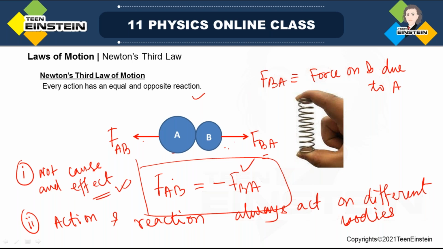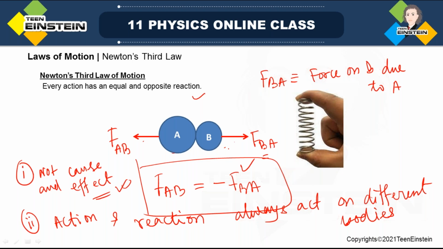The force of action and reaction cannot cancel each other. This is because action and reaction, though equal and opposite, always act on different bodies. So they cannot make a balance. I hope you understand this. So action and reaction are occurring on two different bodies. That's why action and reaction cannot make or establish an equilibrium situation. They cannot cancel each other.